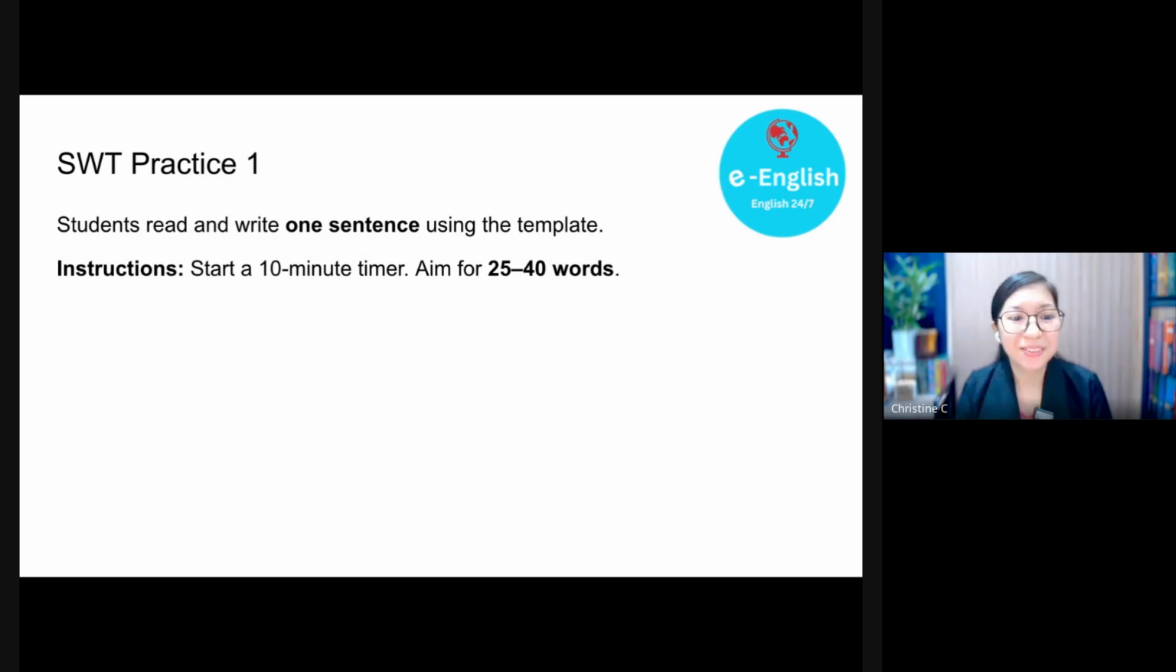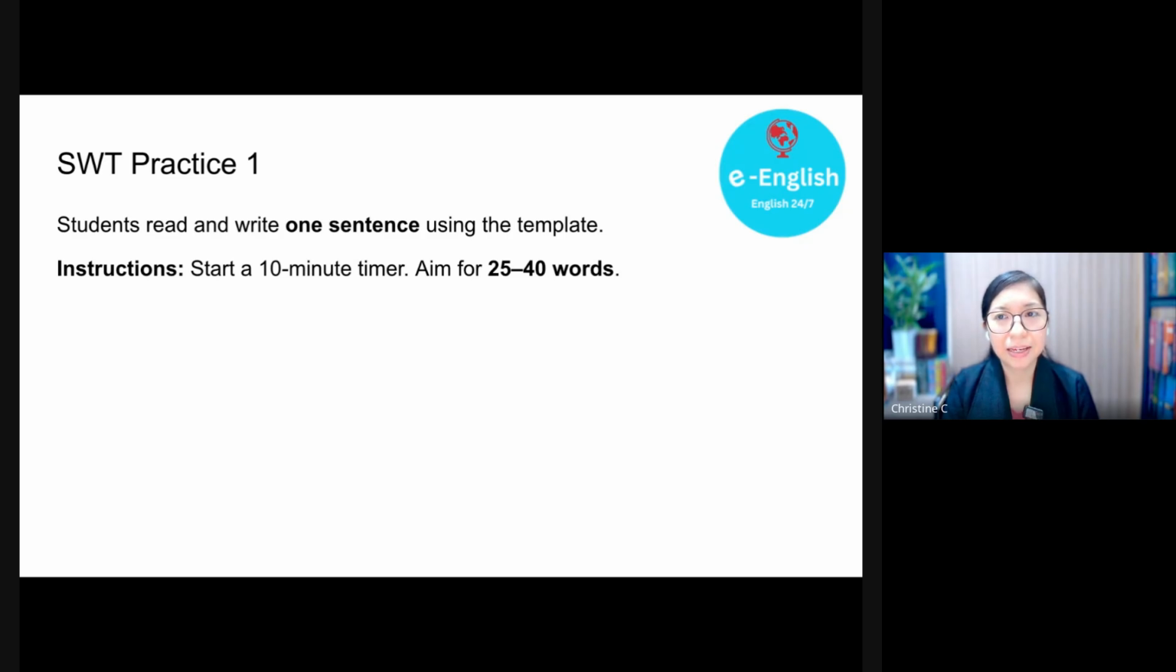Okay, so now we're going to try. I invite Jade as well to participate. You can type in the chat or you can unmute your microphone and speak up. We're going to read a passage. It is an academic text.